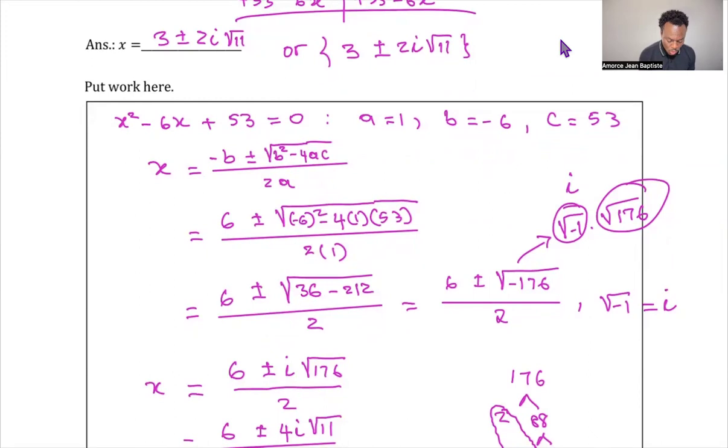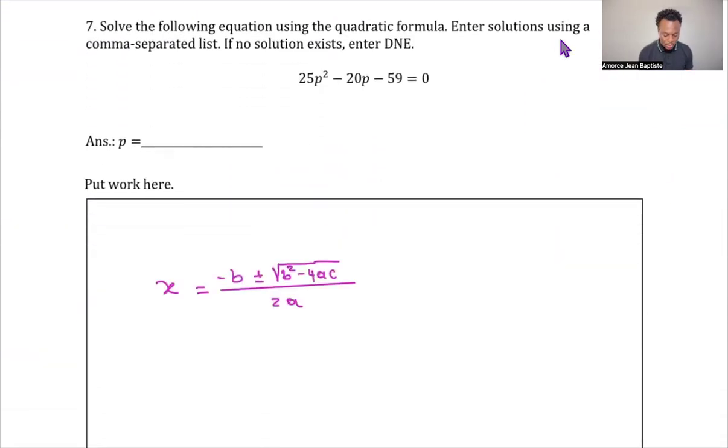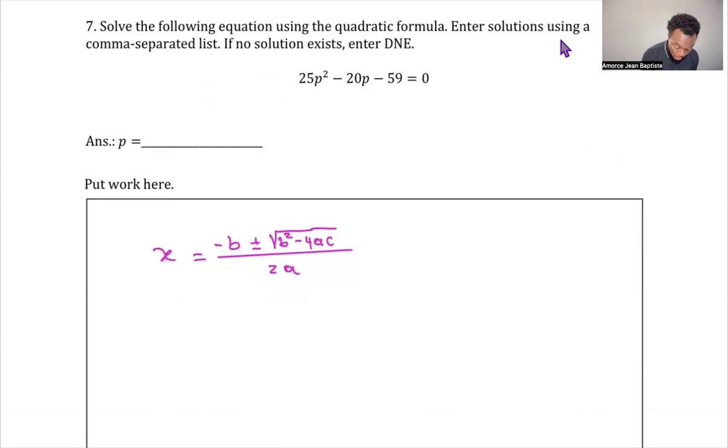The next problem will also be about the quadratic formula. I'm going to bring my quadratic formula down here for the next example, number 7. But the variable is p, so that's not going to be x. We're going to have p equals that. So obviously we already have the standard form. A equals 25, B equals negative 20, and C equals negative 59.